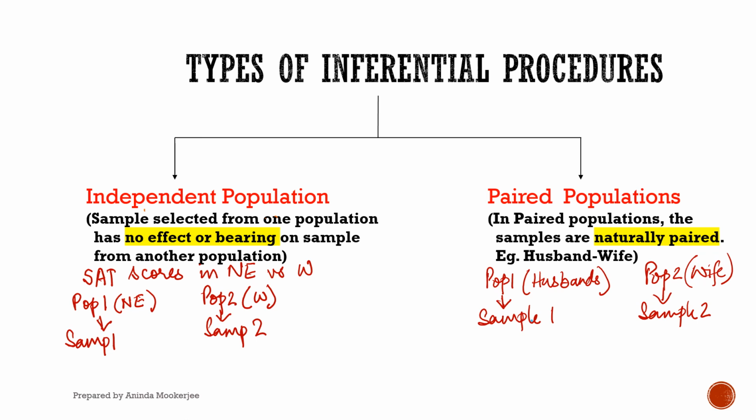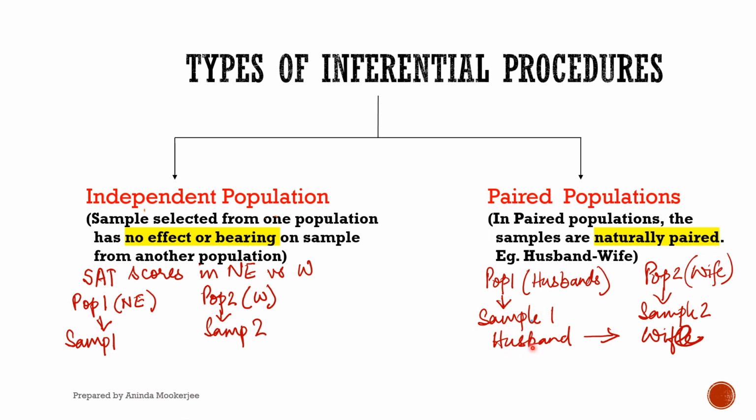And in each of these samples, if we choose a particular husband, then in sample 2 we have to choose the same husband's wife. All right. Since we are comparing the husband with his wife, we have to make sure in sample 2 there is the wife of the husband chosen in sample 1.